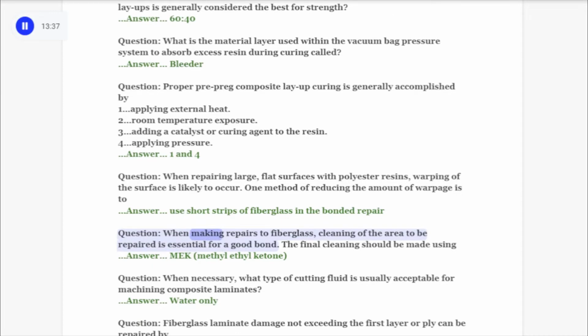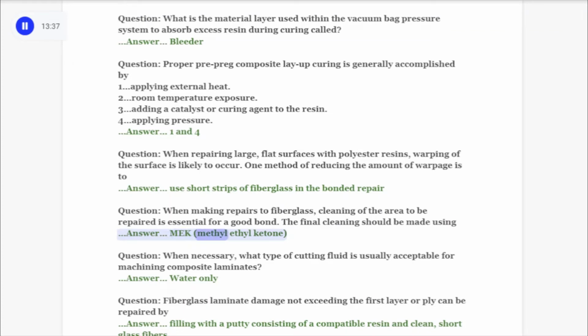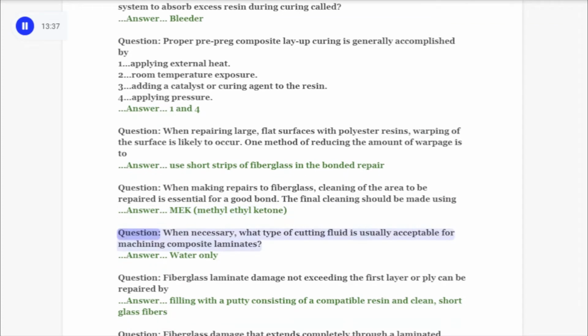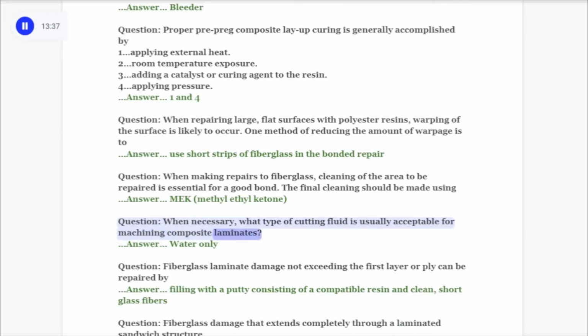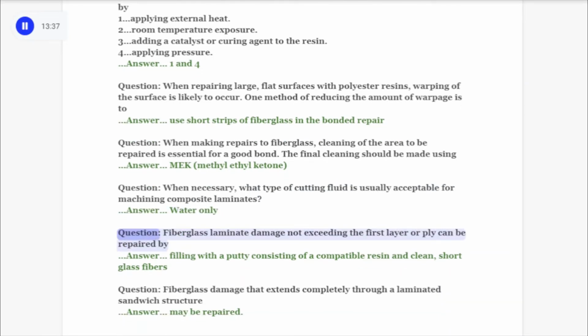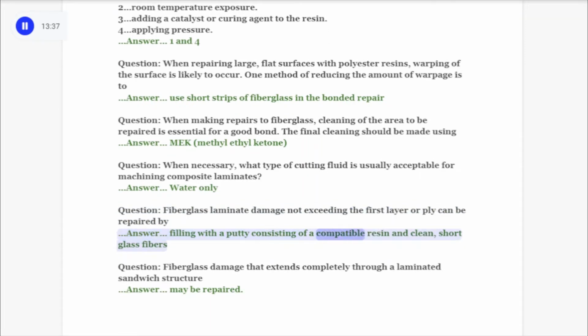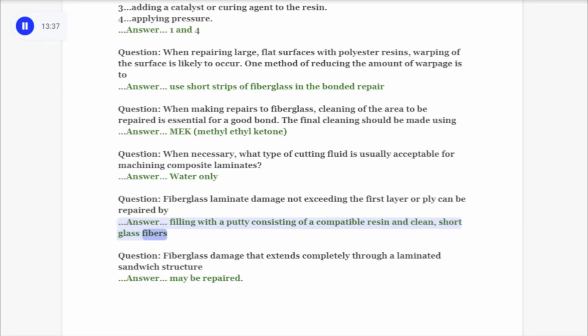Question: when making repairs to fiberglass, cleaning of the area to be repaired is essential for a good bond. The final cleaning should be made using. Answer: MEK, methyl ethyl ketone. Question: when necessary, what type of cutting fluid is usually acceptable for machining composite laminates? Answer: water only. Question: fiberglass laminate damage not exceeding the first layer or ply can be repaired by. Answer: filling with a putty consisting of a compatible resin and clean, short glass fibers.